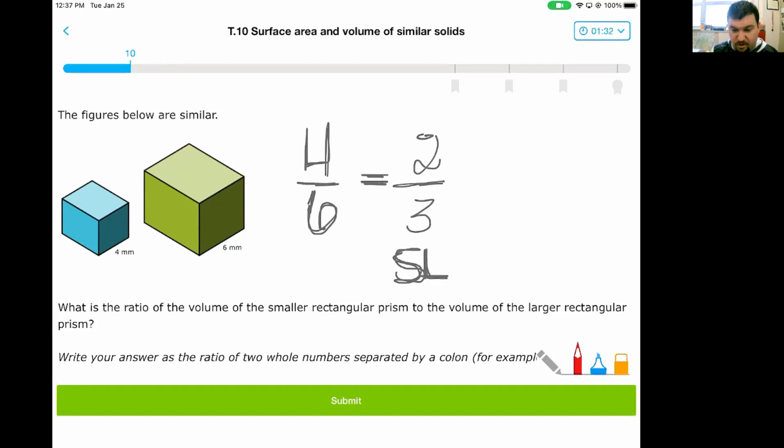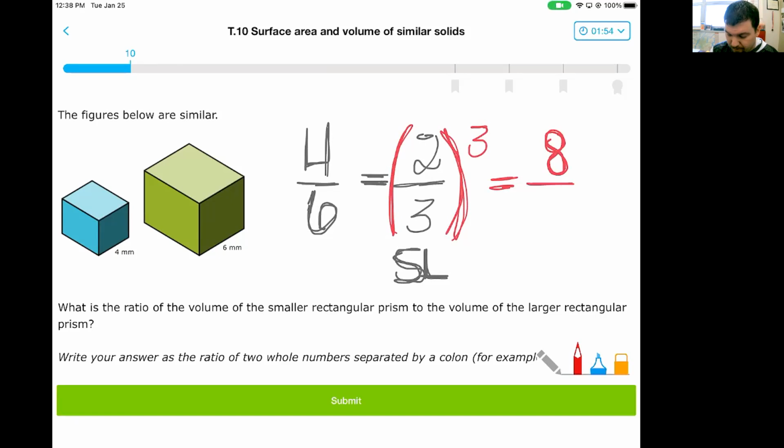The volume ratio is going to be raised to the 3rd power because volume is in cubic units. So perimeter, 1st power, nothing changes. Volume, area and surface area are 2nd power, so we have to square. Volume, we have to cube. And so this would be 8, because that's what 2 times 2 times 2 is, or 2 to the 3rd.